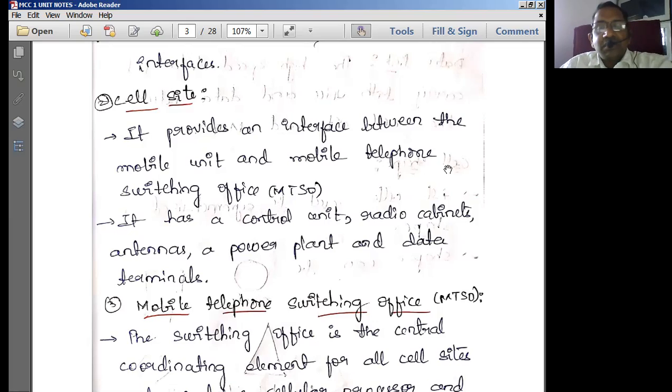The base station normally contains the control unit, radio cabinets, its own antennas, power plant units, and data terminals. This base station is responsible for establishing a connection between the mobile unit and the MSC, mobile switching center, or mobile telephone switching office.